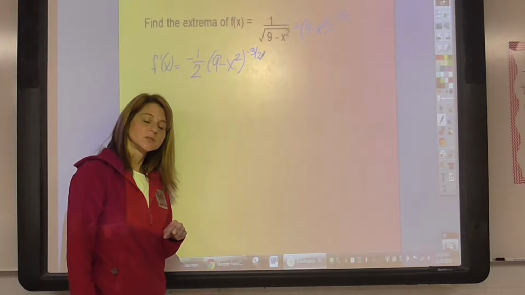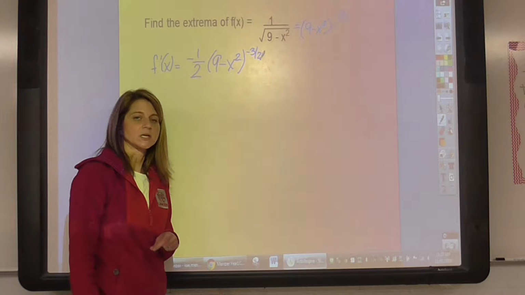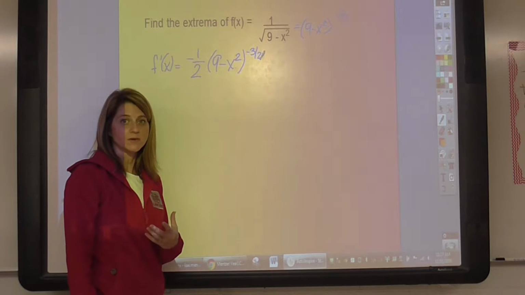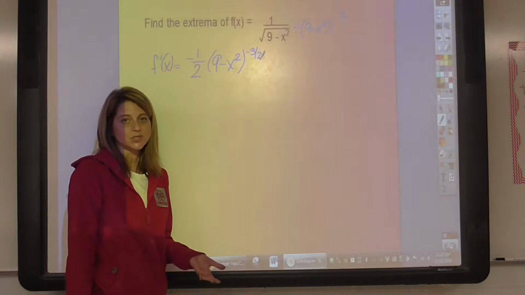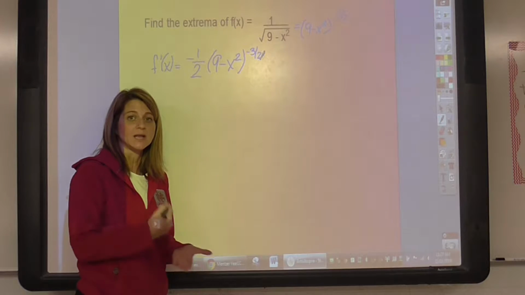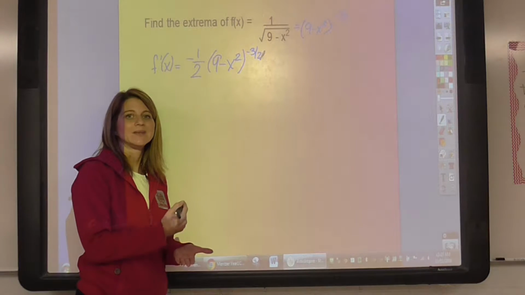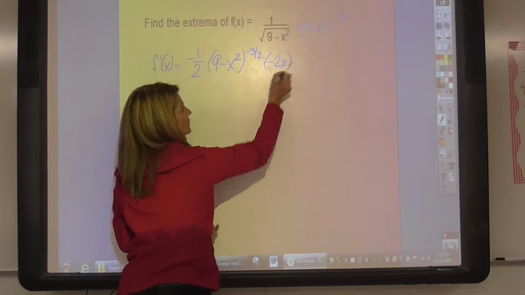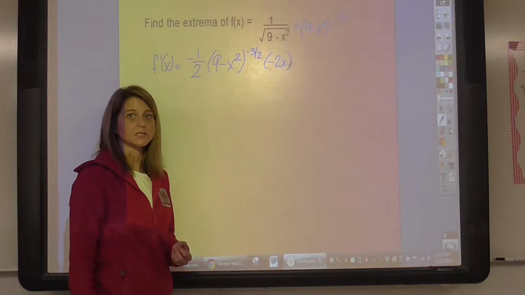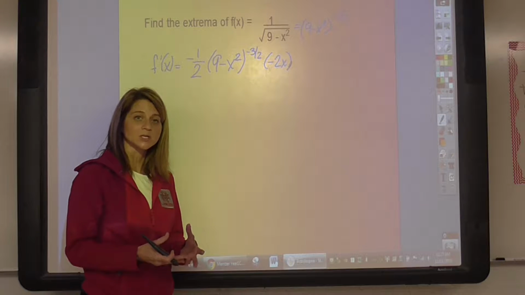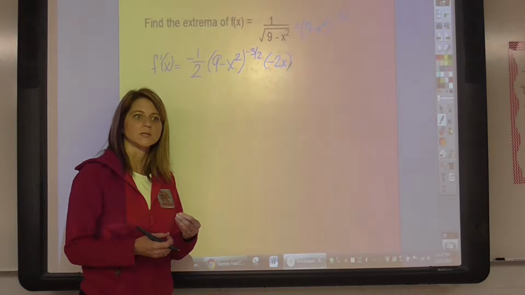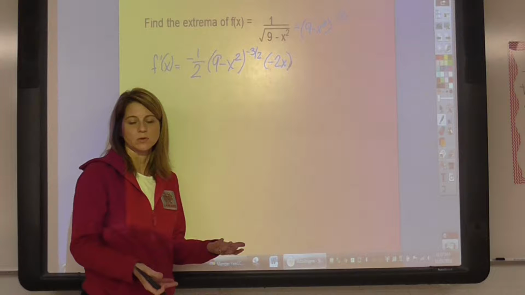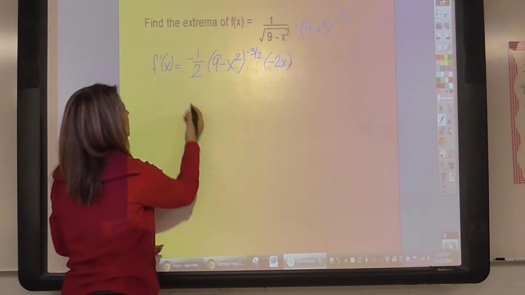And then we still need the derivative of the inside function. So what's the derivative of the inside function? Well, the derivative of 9 is just gone, so the derivative of negative x squared, I have a negative 2x. I think we definitely need to make this look better. If we make it look like a fraction, then we can figure out where the derivative equals 0 and where the derivative is undefined. Okay.